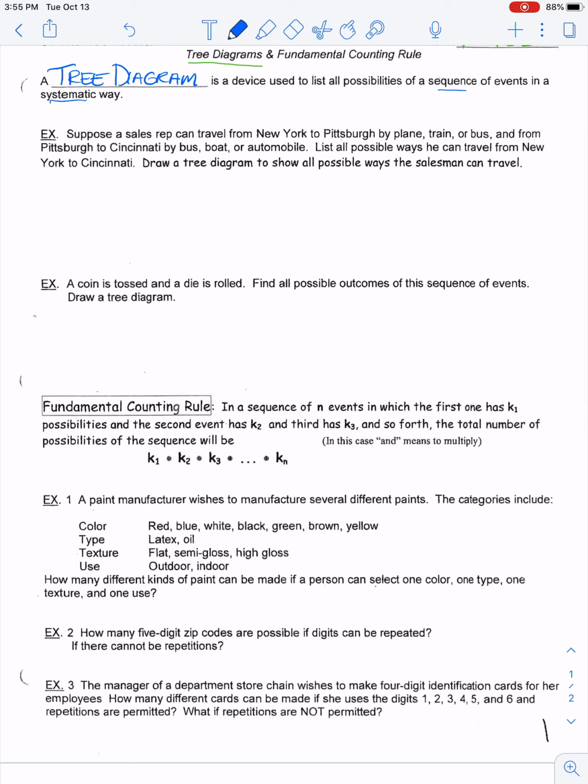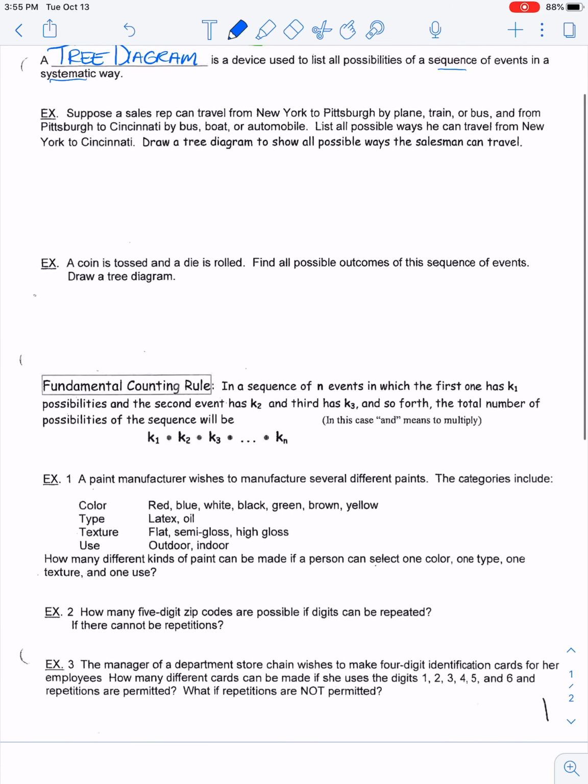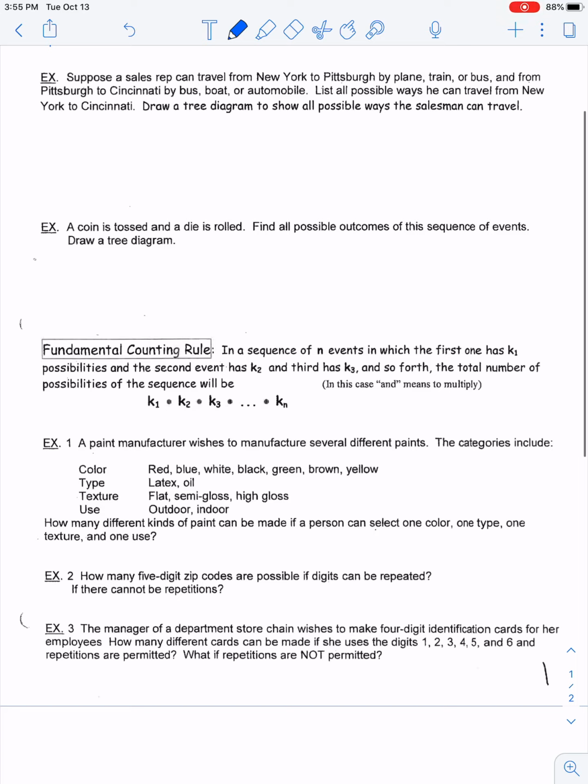Okay, so example, suppose a sales rep can travel from New York to Pittsburgh by plane, train, or bus, and from Pittsburgh to Cincinnati by bus, boat, or automobile. List all possible ways he can travel from New York to Cincinnati. Draw a tree diagram to show all possible ways. Okay, so we can do this either vertically or horizontally. I'm going to do this one. Hopefully I can get it all to fit on here.